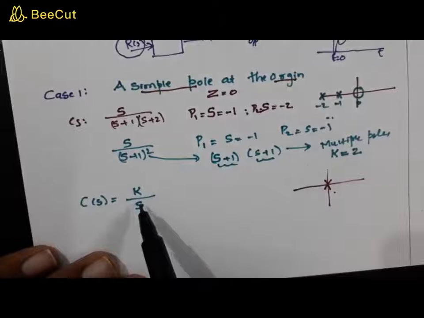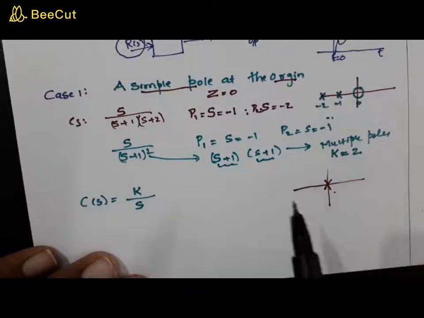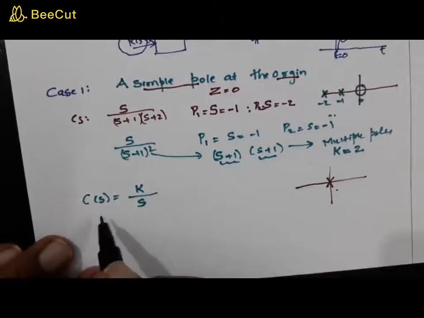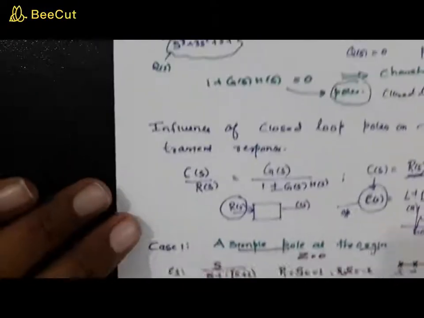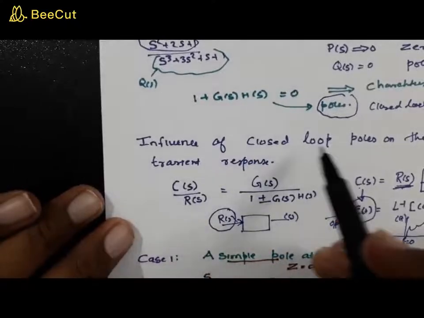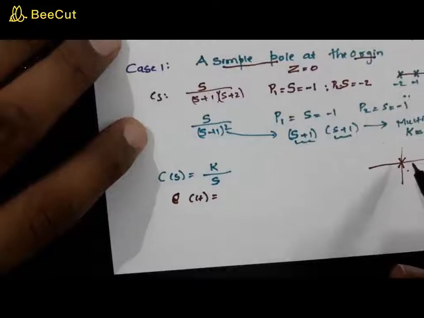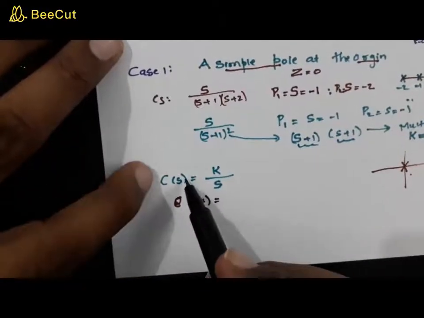Had it been a square, you would say that you have two poles with multiplicity 2, right? So this is k by s. And when you take your c of t, what is the meaning of c of t? Taking the inverse. So we are actually interested in the transient response, the effect of this closed loop pole, this open loop pole, this simple pole on c of t. So we need to find out the inverse.